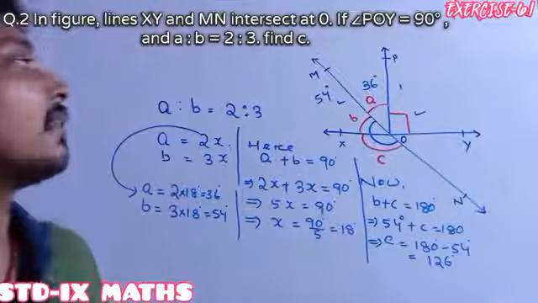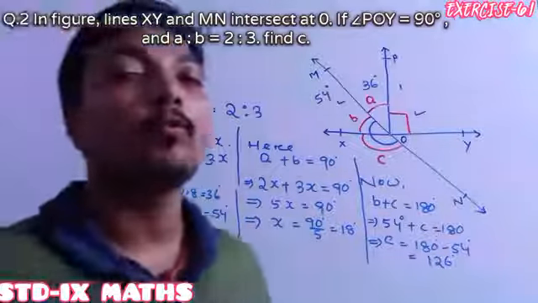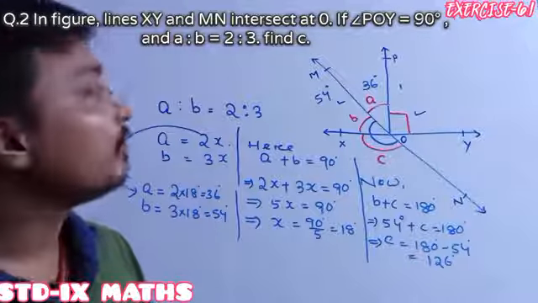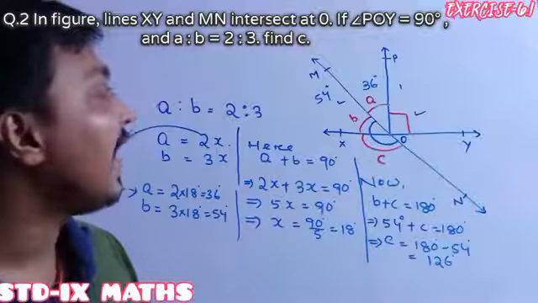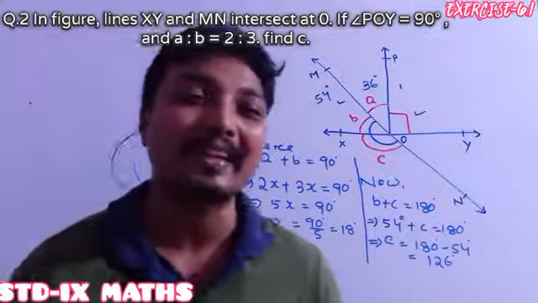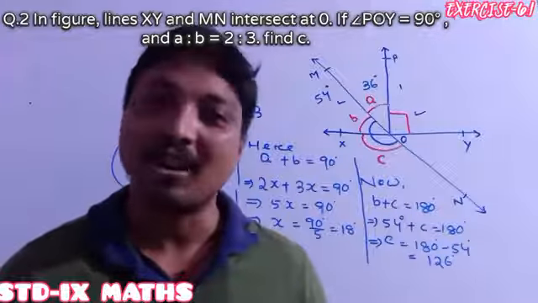So at the end of the question, we got A as 36 degrees, B as 54 degrees, and C as 126 degrees. So tell me, is the question easy or difficult? Understood or not understood?